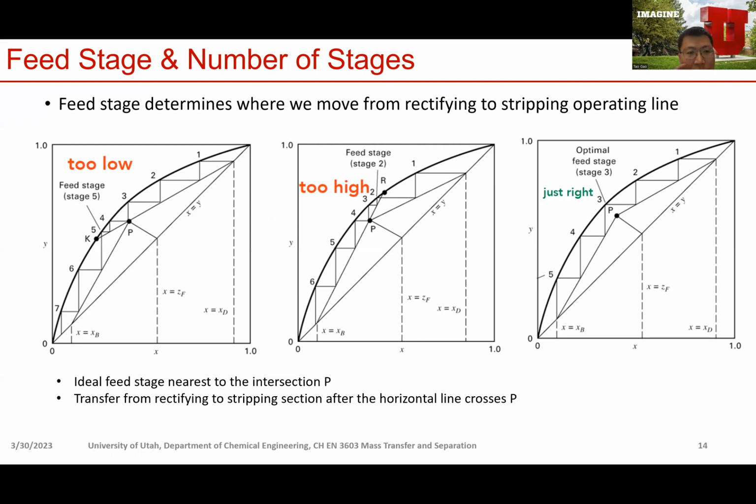So in summary, the ideal feed stage needs to be as near as possible to the intersection P, and the transfer from the rectifying to the stripping section should happen after the horizontal line crosses P.